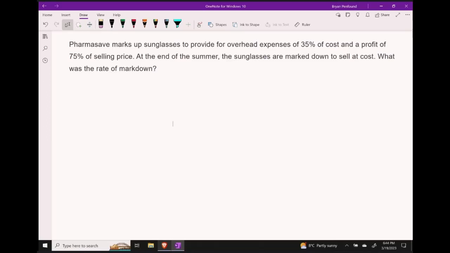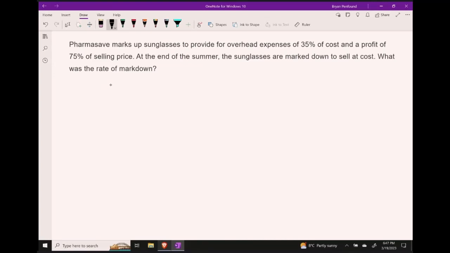Let's suppose that PharmaSave marks up sunglasses to provide for overhead expenses of 35% of cost and a profit of 75% of the selling price. If, at the end of the summer, sunglasses are marked down to actually sell at the cost price, what was the rate of markdown? Now, what's going to make this question particularly tricky is we don't really have a cost price or a selling price given to us at all.